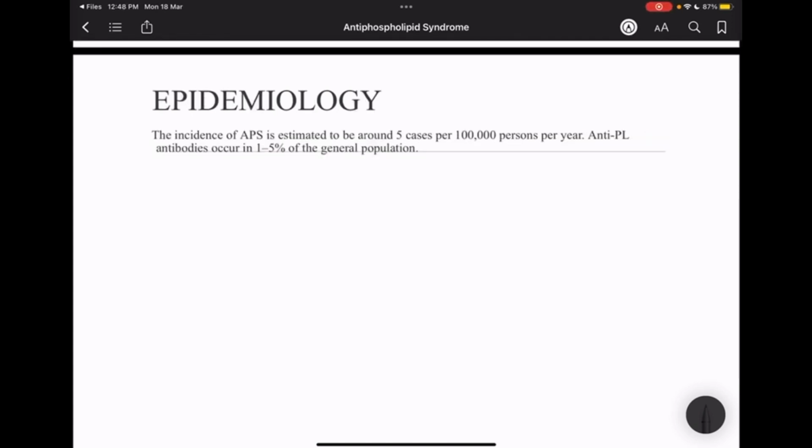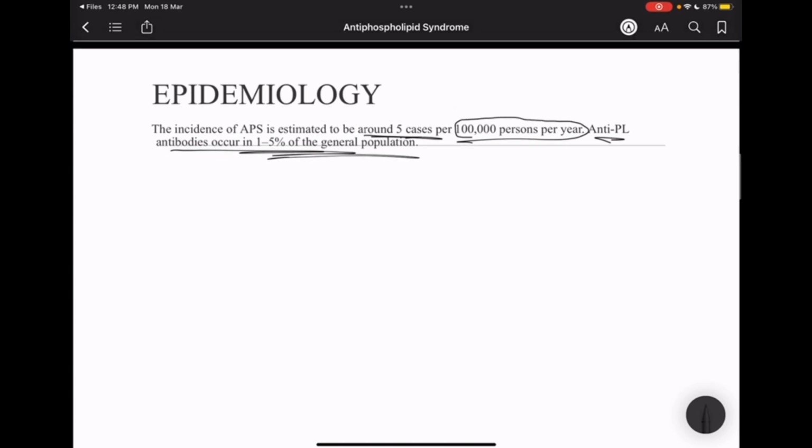For epidemiology, it's not really important to know this, but as it's written, we have around 5 cases per 100,000 persons per year, and antiphospholipid antibodies occur in about 1 to 5% of the general population. It's not really important to memorize. By the way, the prevalence increases with age, so that's another thing to remember. And that's all about epidemiology.